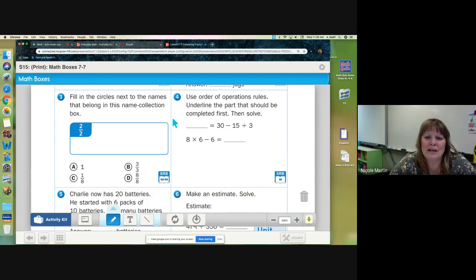Number 4, we're using that order of operations. Underline the part that should come first and then solve. Just a quick review, we do parentheses first, but look, there are no parentheses. So then we want to multiply and divide, moving left to right. And finally, we're going to add and subtract, also moving left to right.